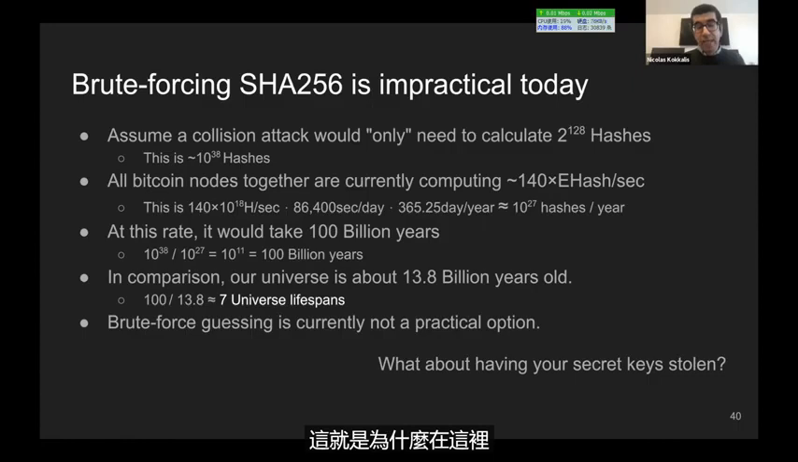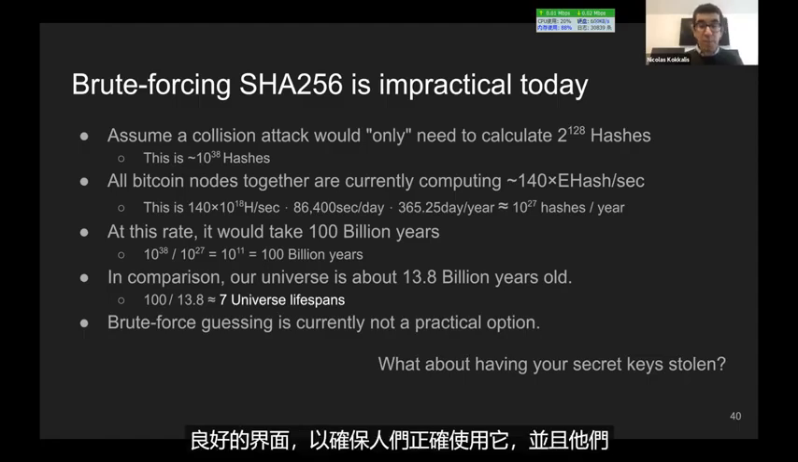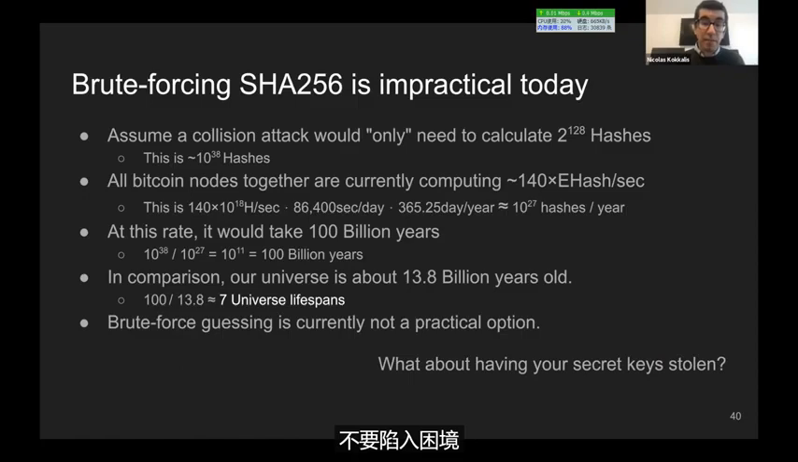That's why relying on cryptography and its cryptographic properties is actually pretty good, but we also need good interfaces to make sure that people are using it the right way and are not trapping themselves into much bigger problems than what the security and cryptography is giving you.